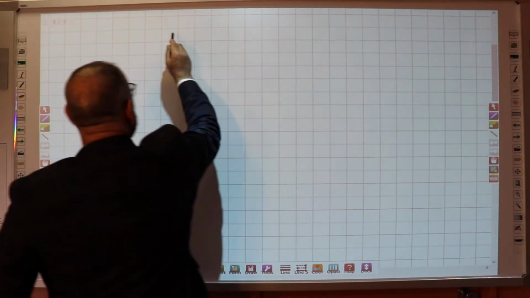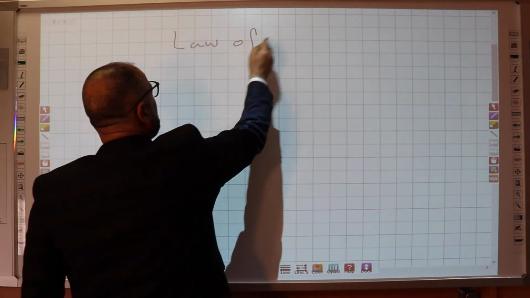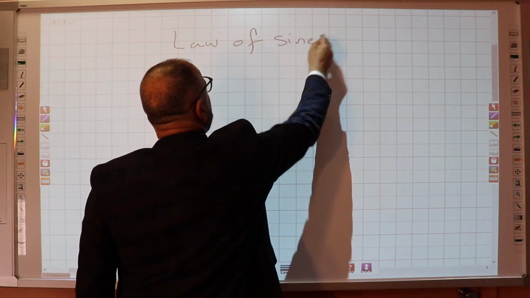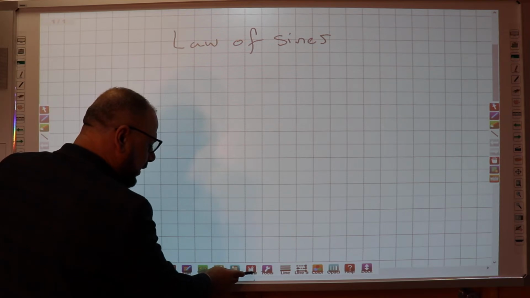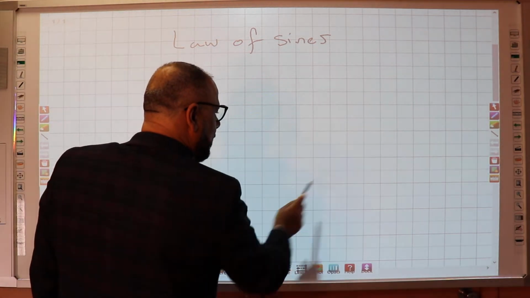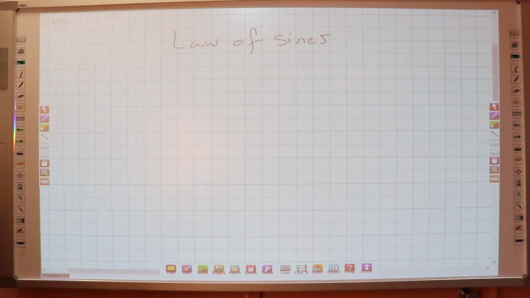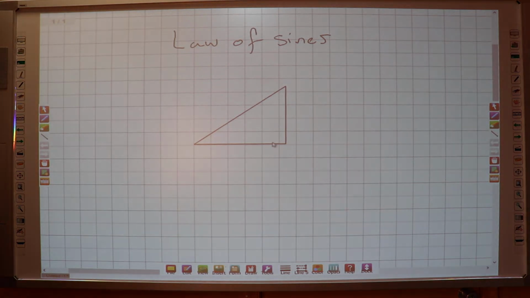Then, law of what? Of sines. I prepared some notes to make it easy. If we have any given triangle, look here, this triangle. You see, it's not a right triangle.